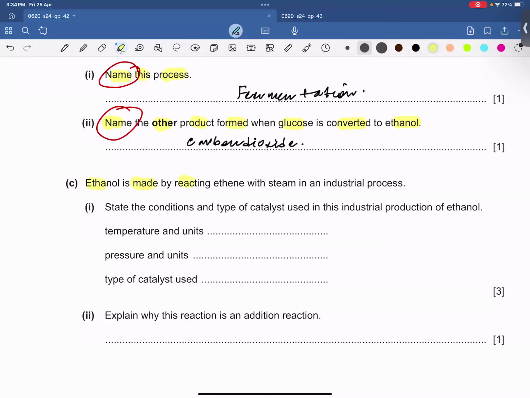Ethanol is made by reacting ethene with steam in the industrial process. State the conditions and type of catalyst used in this industrial manufacture of ethanol. Temperature is going to be 300 degrees Celsius. Pressure is basically 60 atmospheres. And phosphoric acid is basically the catalyst. Okay, H3PO4, phosphoric acid.